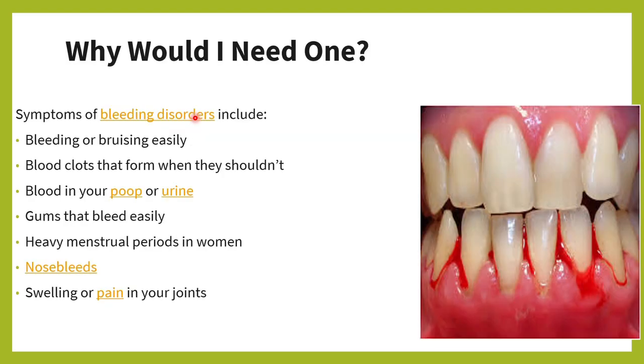Now, why will I need an APTT, or when would my doctor tell me to get an APTT done? You have been scheduled for a surgery, or you are having bleeding diathesis, or bruising very easily, you are forming blood clots very easily, you are passing blood in your urine, you are passing blood in your stool, you are having gums that bleed very easily, a very heavy menstrual period in a woman, unexplained nosebleeds, or pain and swelling in your joints.